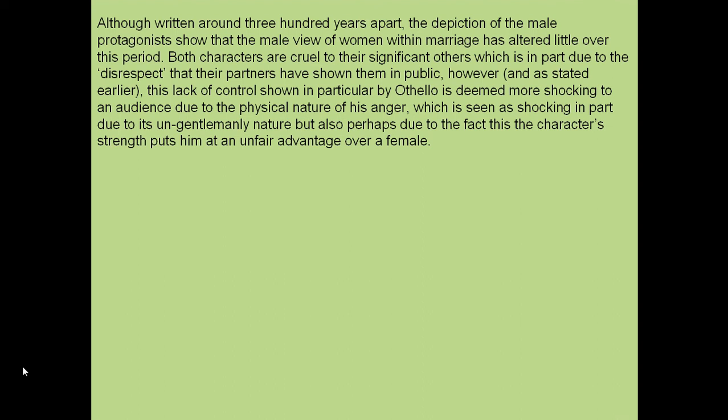Both characters are cruel to their significant others, which is in part due to the disrespect that their partners have shown them in public. However, and as stated earlier, this lack of control shown in particular by Othello is deemed more shocking to an audience due to the physical nature of his anger, which is seen as shocking in part due to its ungentlemanly nature, but also perhaps due to the fact that this character's strength puts him at an unfair advantage over the female.